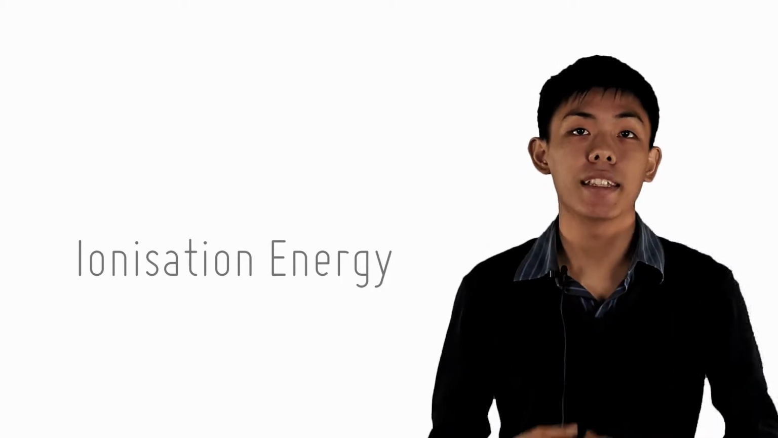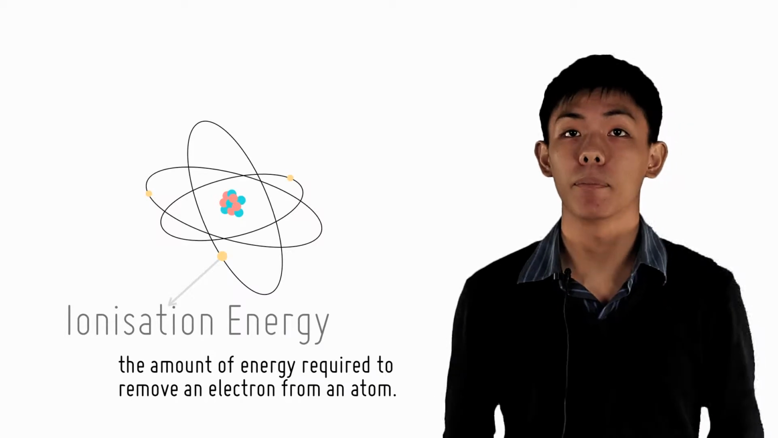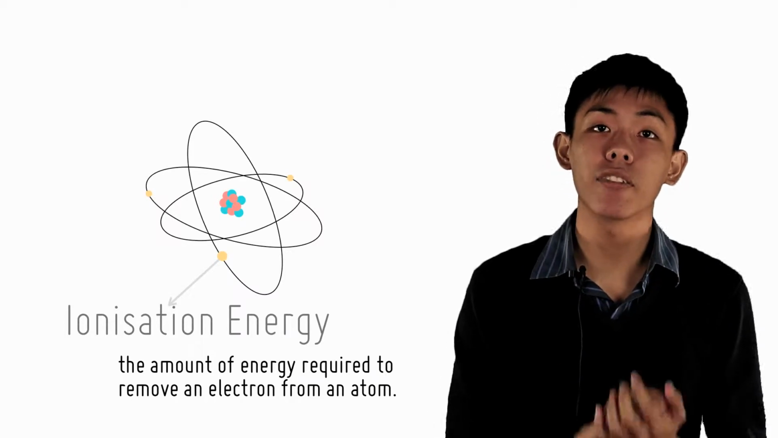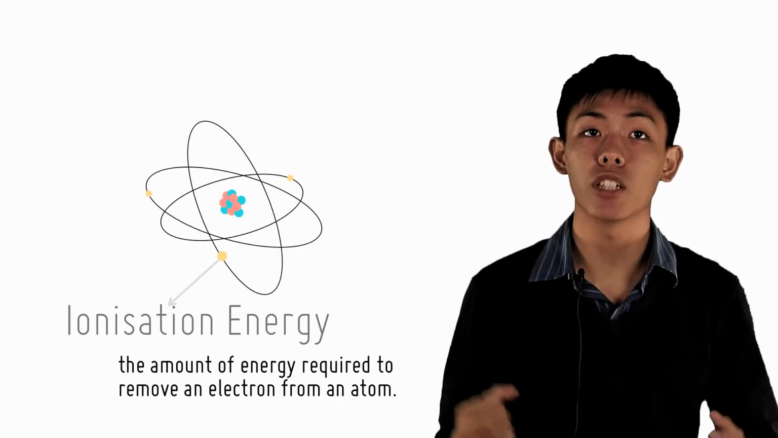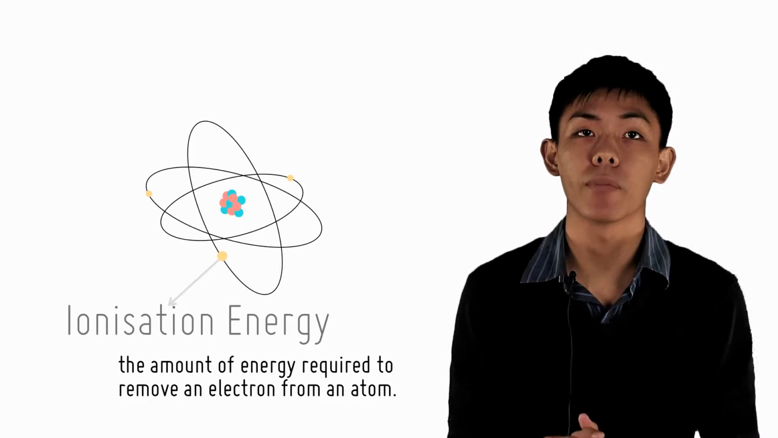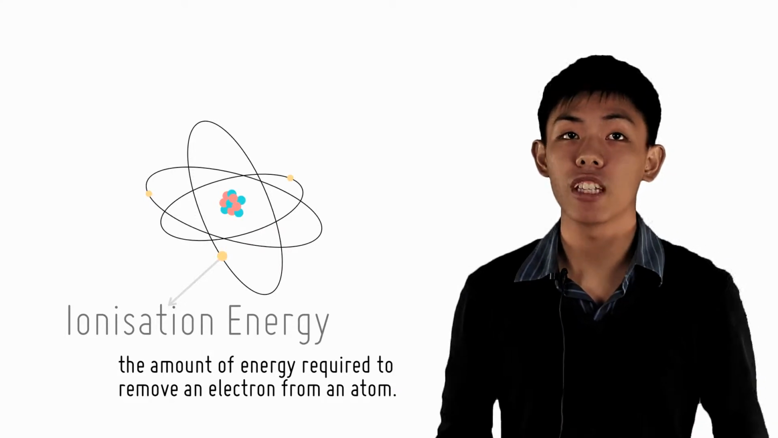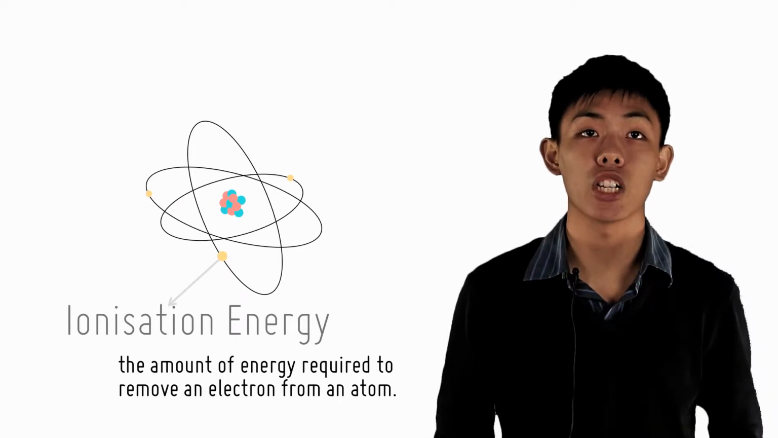Ionization energy is the amount of energy required to remove an electron from an atom. The removal of an electron definitely requires a certain amount of energy, since we have to overcome the attractive force from the nucleus to pull the electron away from the atom. However, this energy varies from atom to atom because they experience different effective nuclear charge.